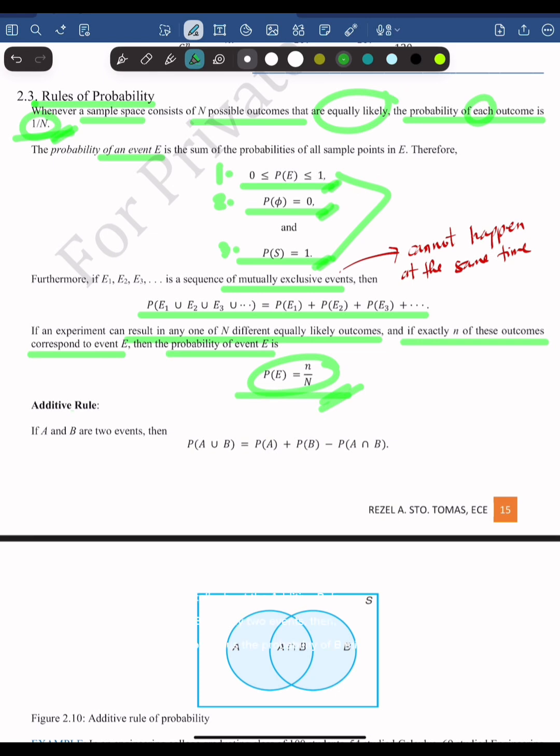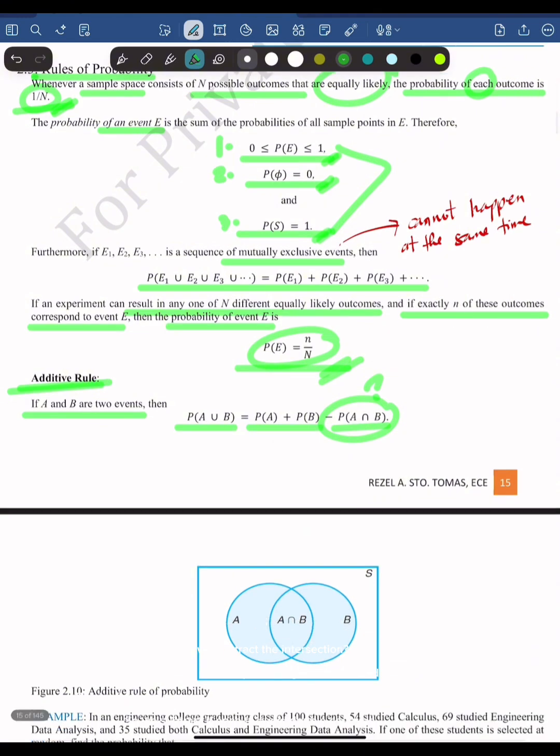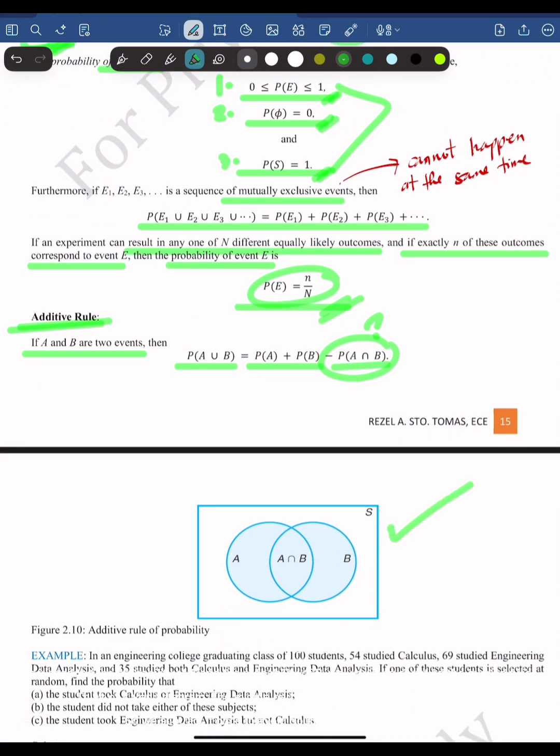Now let's talk about the additive rule. If A and B are any two events, then the probability of A union B equals the probability of A plus the probability of B minus the probability of A intersection B. Why do we subtract the intersection? Because if we just added the probability of A and the probability of B, we would be counting the overlap twice. Think of a Venn diagram. The middle part belongs to both A and B, so we subtract it once to avoid double counting.